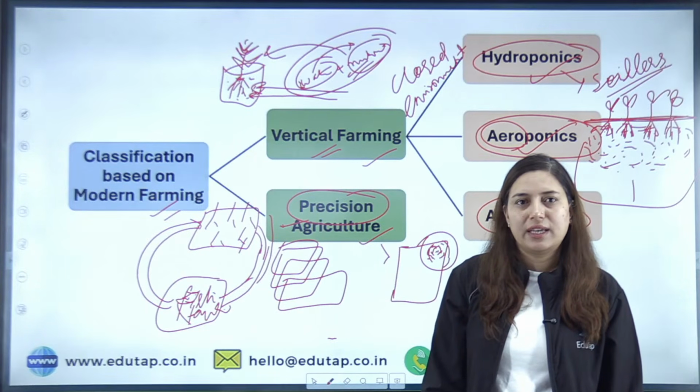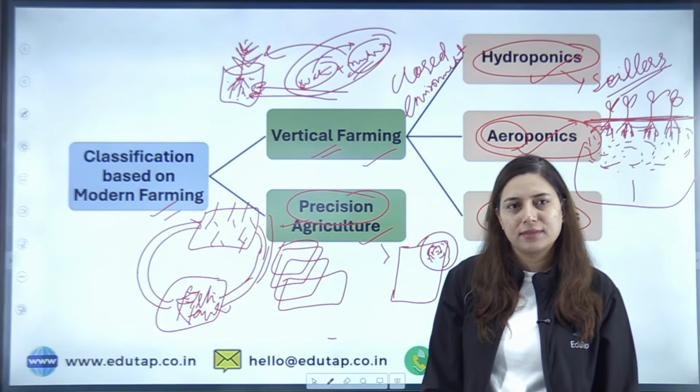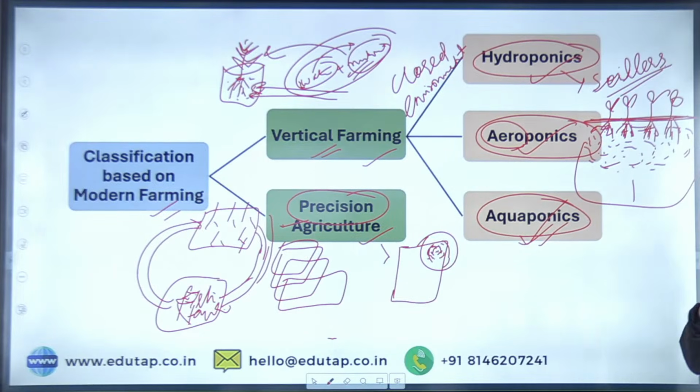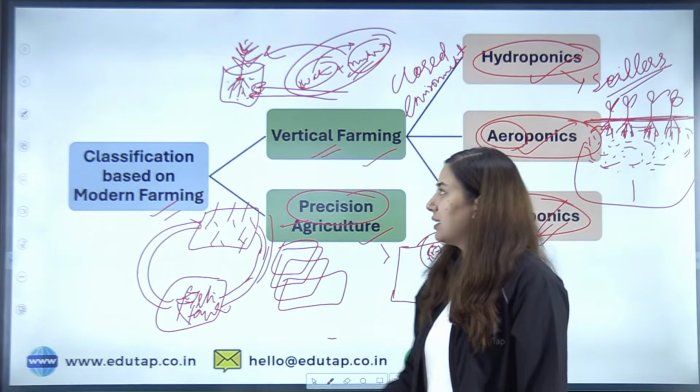Yes. Anything else anybody wants to ask? Okay. So I hope this is clear, right? All the systems are clear to you. ठीक है? If there is any doubt, any confusion, do let me know. We'll discuss it later on.